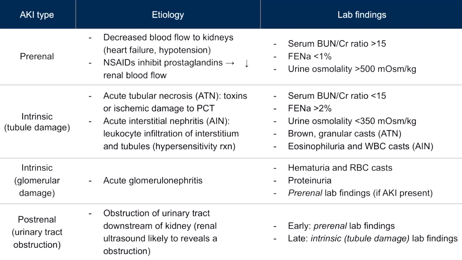This table covers the different types of acute kidney injury. There's prerenal azotemia, postrenal azotemia, and intrinsic azotemia, which we've divided into two groups, those involving tubular damage and those involving glomerular damage. And we'll be covering the etiology and the lab findings of each type. Let's start with prerenal azotemia. This is due to a decreased blood flow to the kidneys, such as in heart failure or hypotension. Now, NSAIDs can be dangerous in these circumstances because they inhibit prostaglandin production, which leads to decreased renal blood flow.